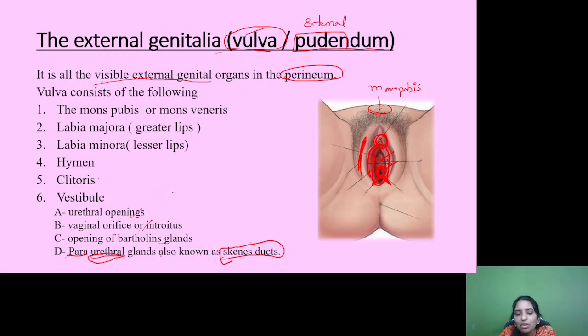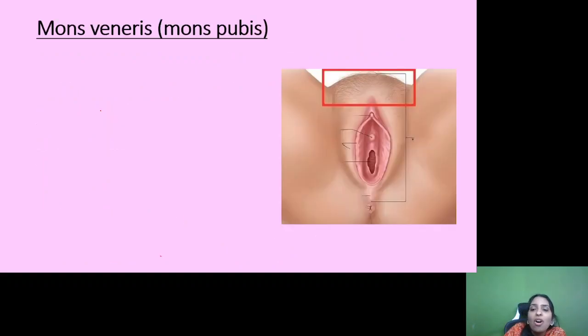Okay, we'll go to the next slide. In each slide, we will know about each organ, its functions, and its importance. Next, mons pubis or mons veneris. This is the thing. Mons pubis or mons veneris.